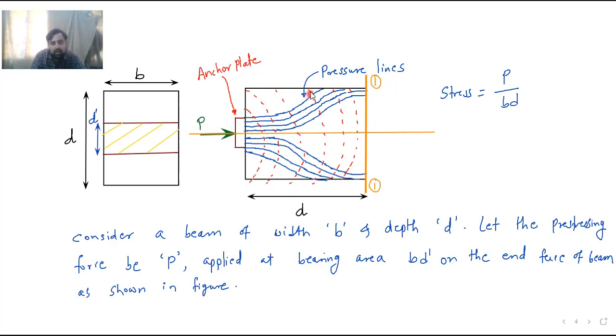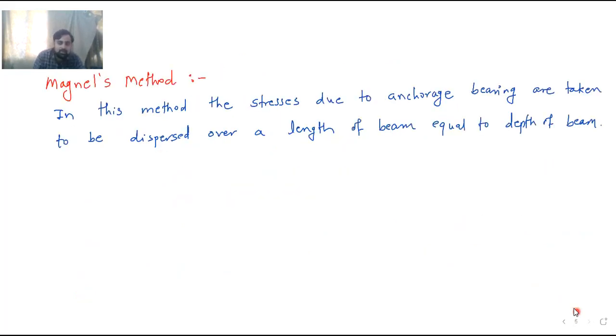After the point where this dispersion line intersects the beam, from that point you have to consider the whole depth of the beam for the calculation. We will see that in the numerical; it is called dv, the depth of the beam. So the dispersion is the same, but Magnel says the dispersion is at a 45 degree angle. Now I will draw the diagram to show the different forces.